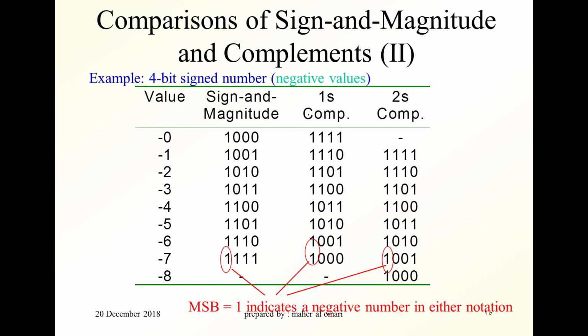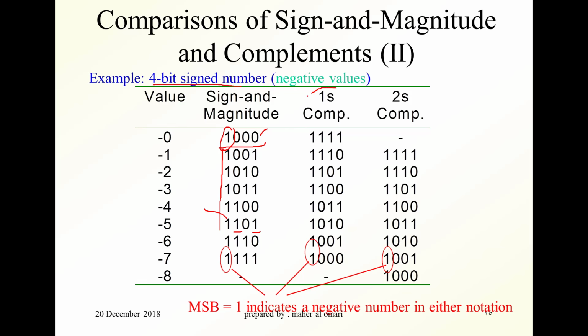Now the negative numbers for a 4-bit signed number. For a 4-bit signed number, the negative numbers are from 0 to minus 8. In sign magnitude notation, this is a minus 0. This here is the sign bit in all the numbers. Okay, and this is the value. Minus 5 is represented as minus 4 plus 1, which is 5.